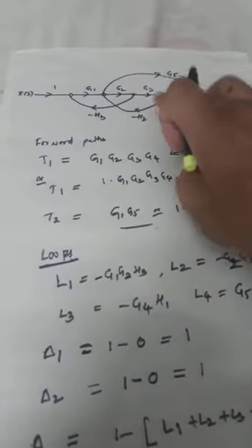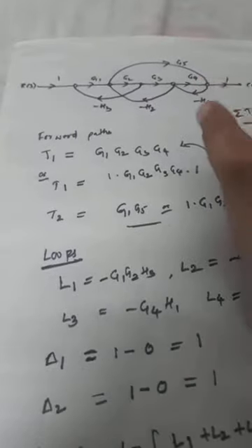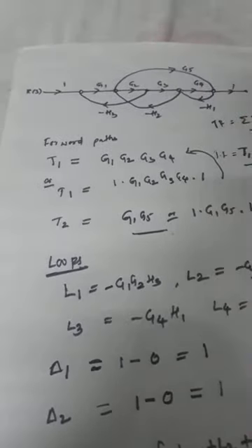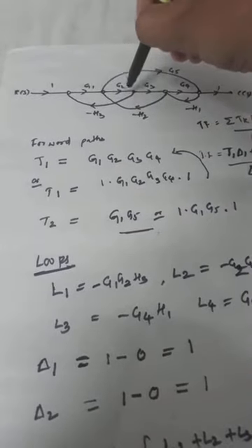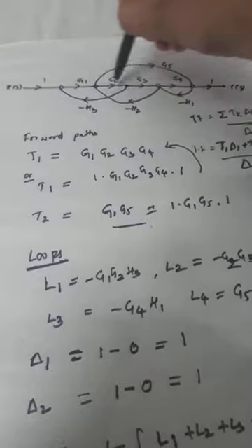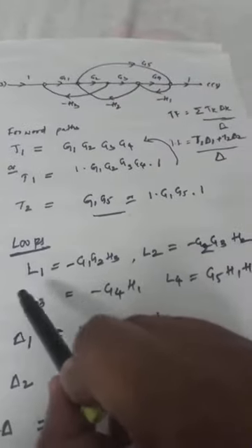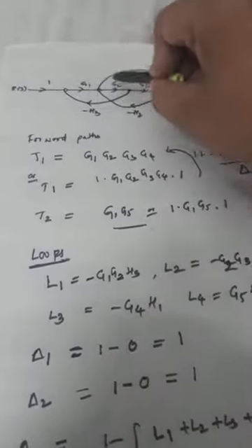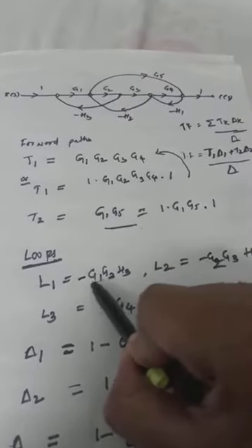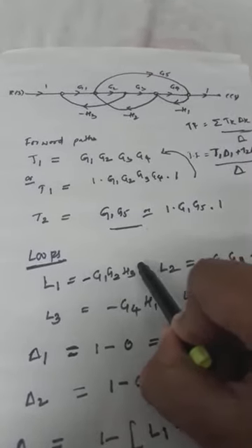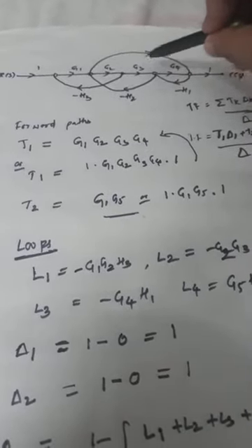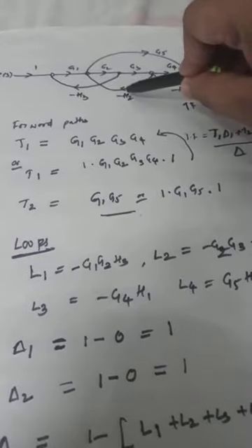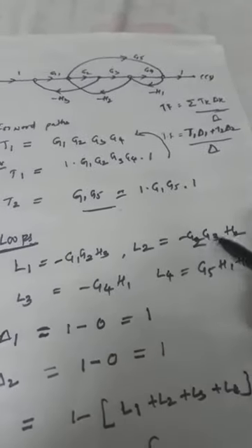After finding the forward paths, we should find the number of loops. We should very carefully observe the loops. Here g1 g2 with this s3 forms one loop, which I will consider as the first loop. L1 is g1 g2 into minus s3, which can be written as minus g1 g2 s3. For the second, similarly, this forms one more loop, g2 g3 into minus h2. So the second loop is minus g2 g3 h2.